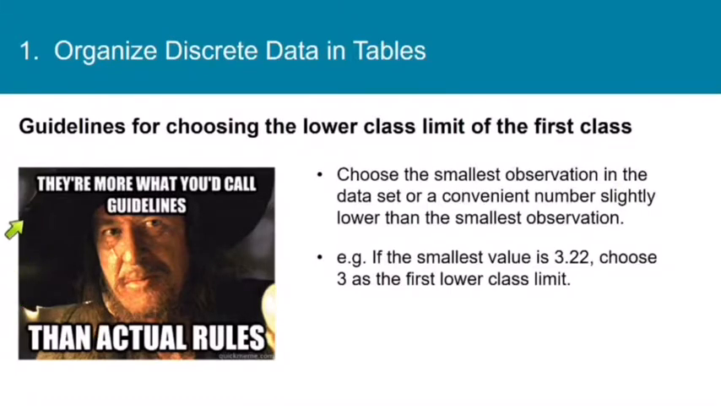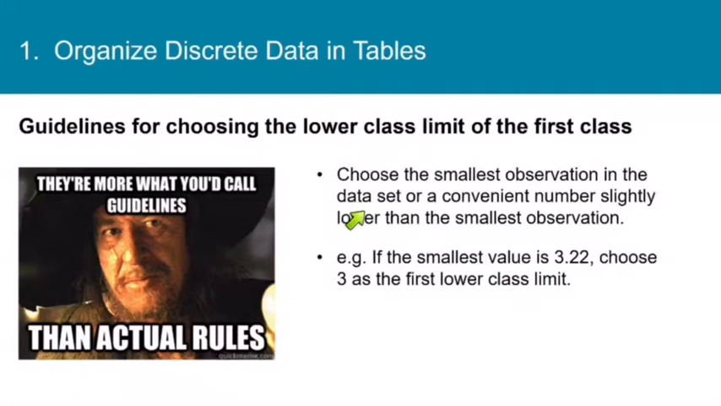So you see Captain Barbosa here. You remember the line. They're more what you'd call guidelines than actual rules. So I don't want you to think of this as a formula for getting the lower class limit of the first class or a formula for getting the class width, but it's just a way of thinking through the process. So if you need to choose your own lower class limit of the first class, here's what you should do.